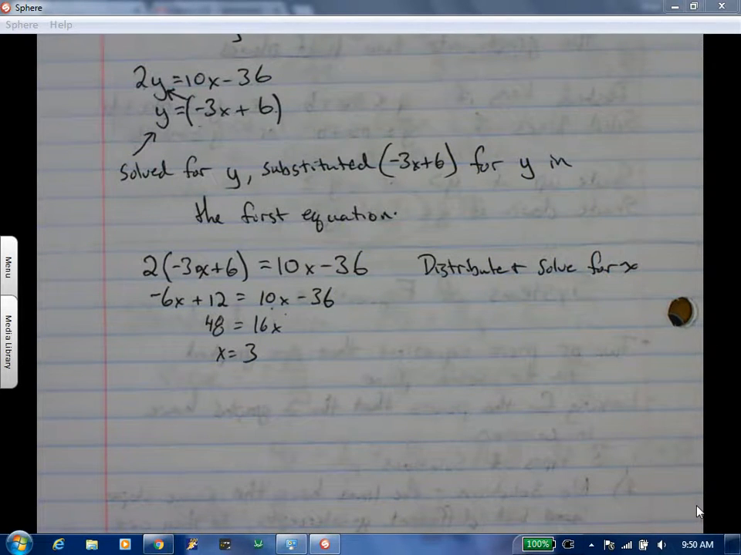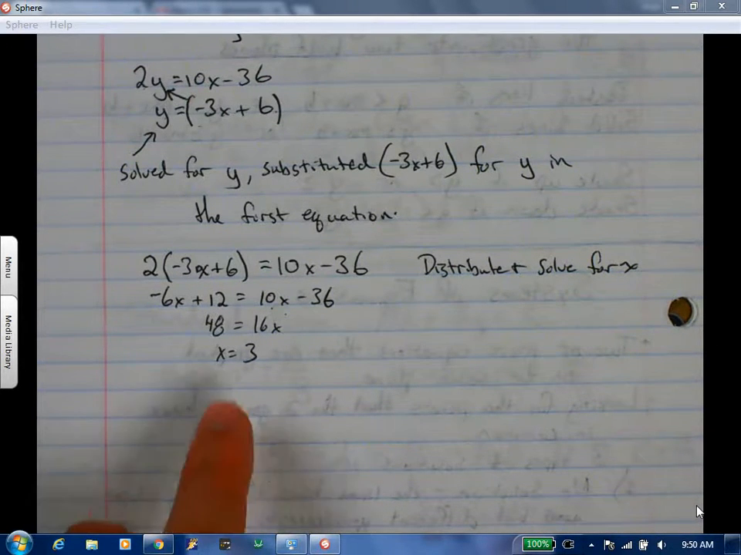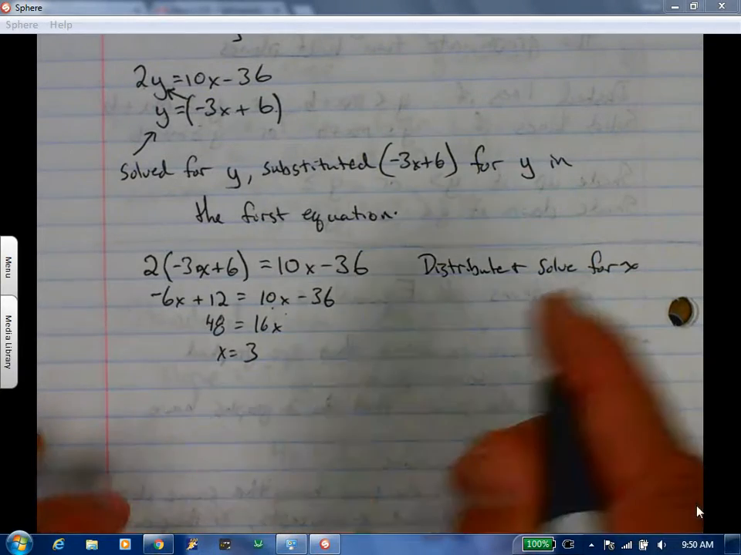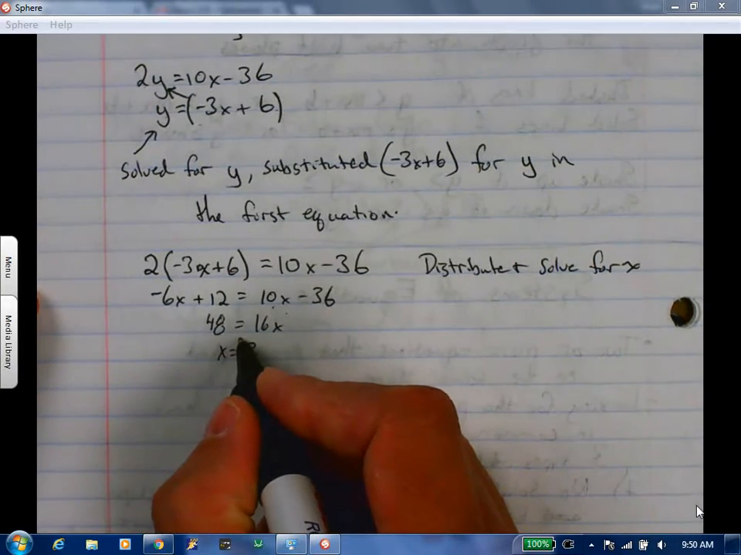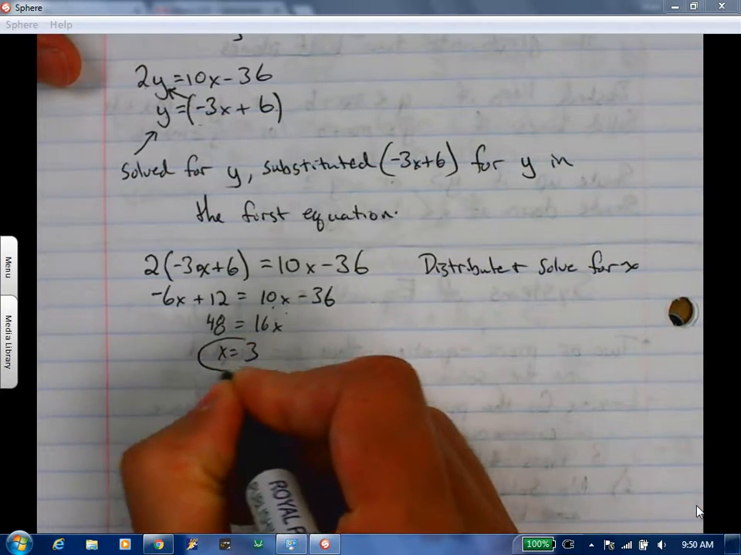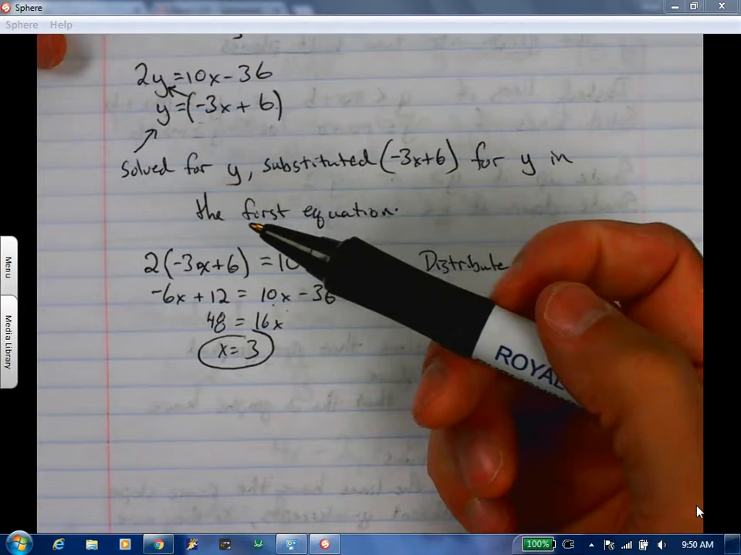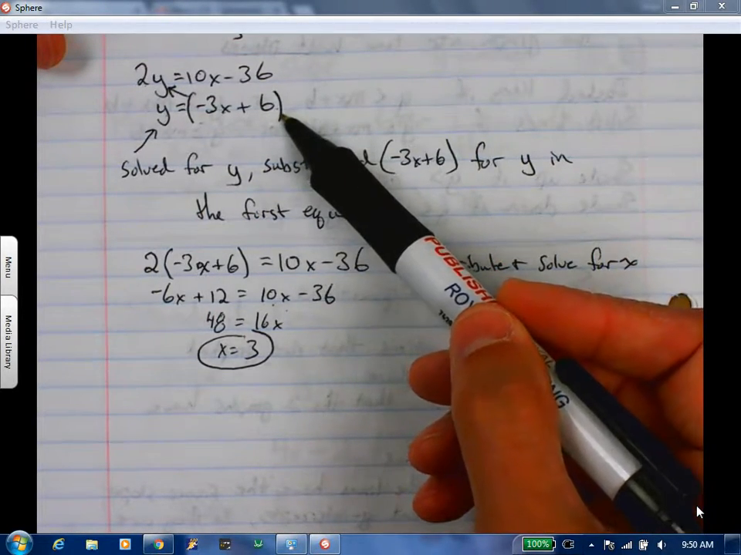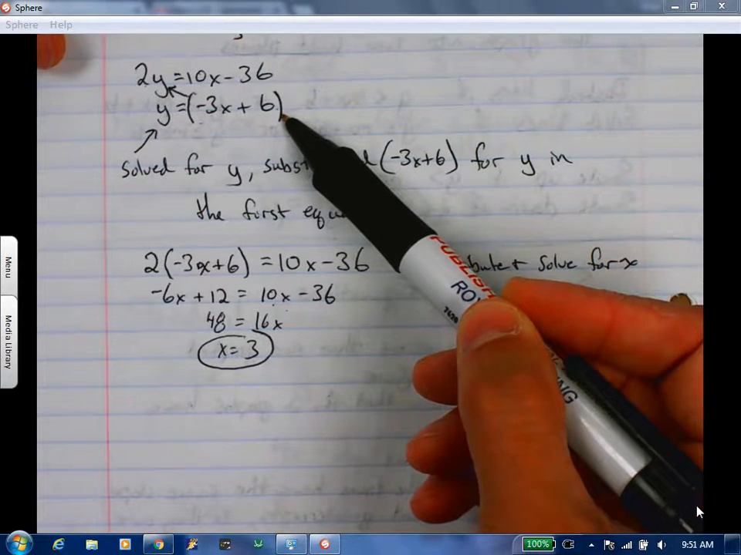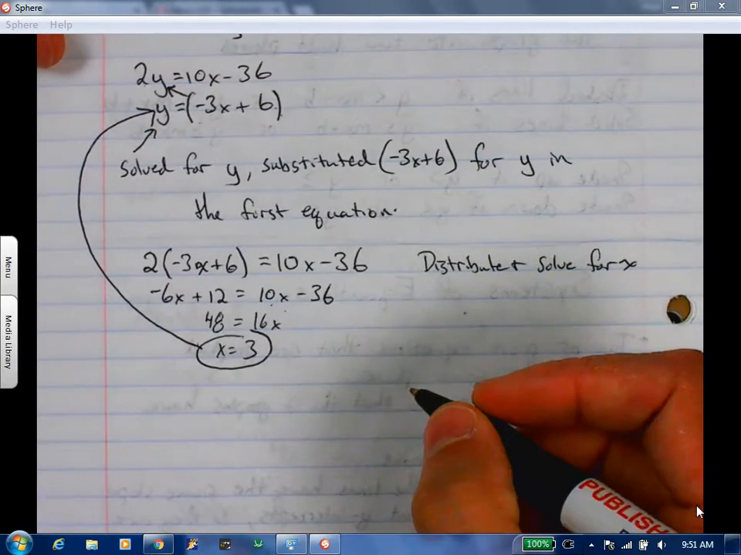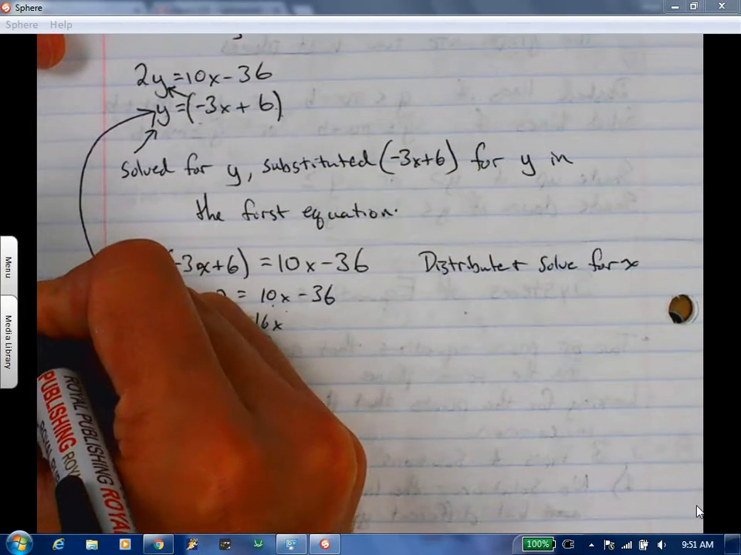So we need the y. What does y equal? Think back to the original. Negative 3x plus 6. Do we have a number for x now? Yeah. So we're going to resubstitute. We're going to come back up here, take that up there, and do a resubstitution. So y equals negative 3 times 3 plus 6. So y equals negative 3. So your answer would be 3, comma, negative 3.